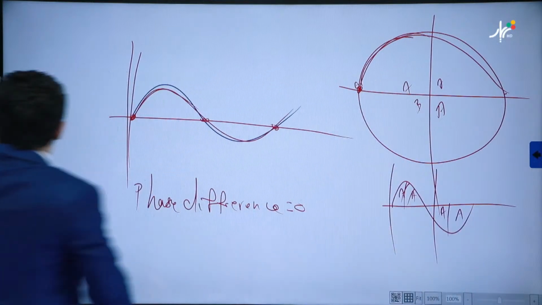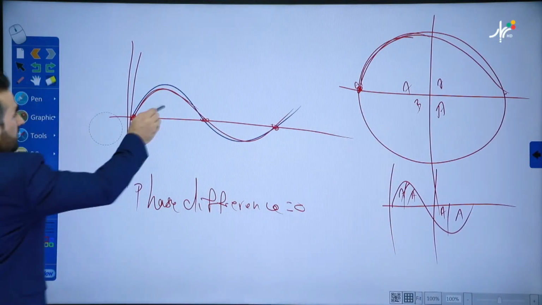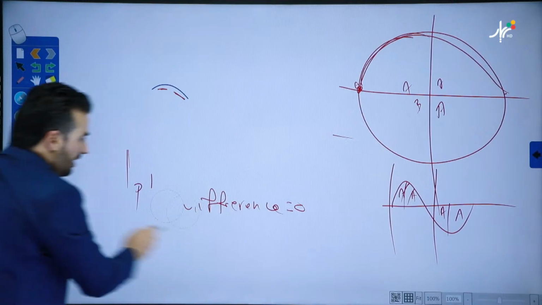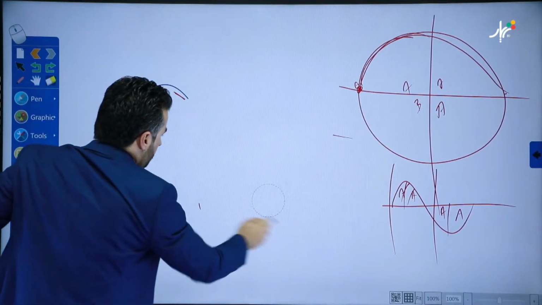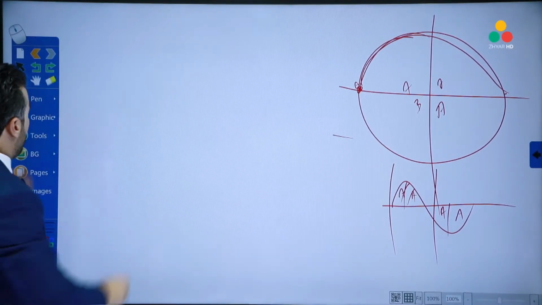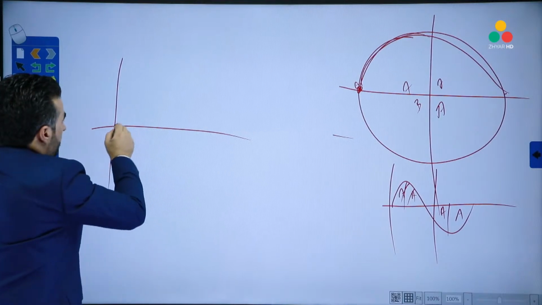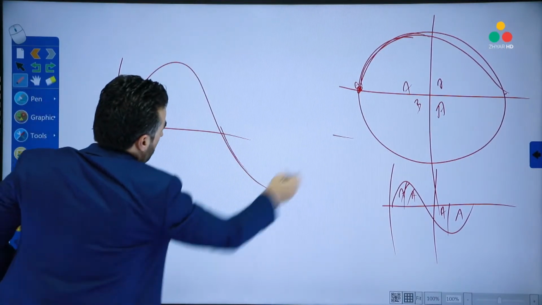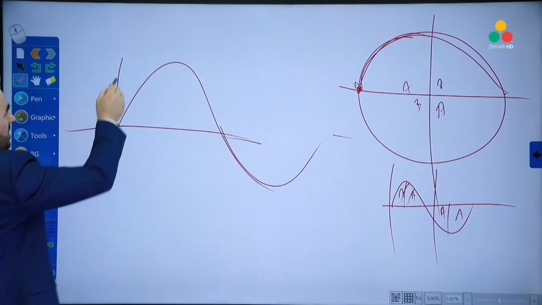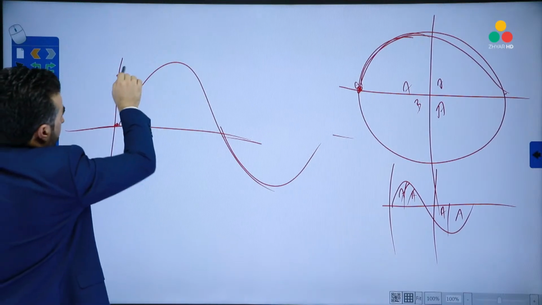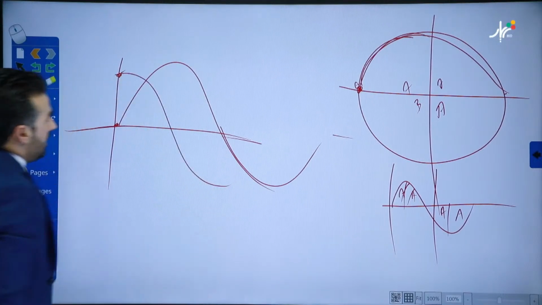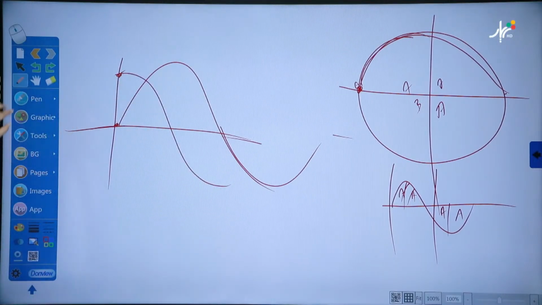But what if we had a different case? Let's consider this scenario as well, where one of the waves is starting at this point here. That is one. The other wave is, let's say, starting at this point here. So what is the phase difference here? Now you tell me the phase difference here, of course.